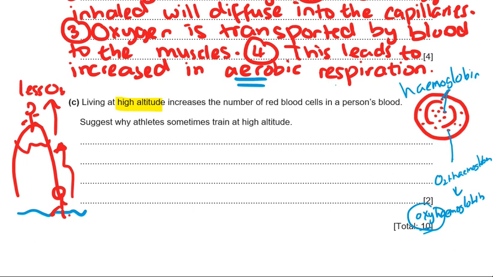Living in high altitudes increases the number of red blood cells in a person's blood. It's just why athletes sometimes train in high altitude. The reason they want to train in high altitude is because as there's less oxygen up there, their body needs to make more red blood cells and also make more hemoglobin, so that they are pretty much adapted to increase the uptake of oxygen.